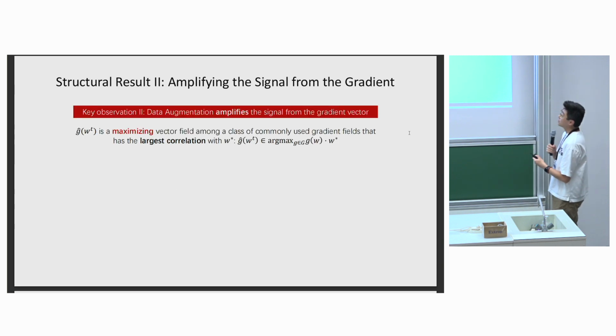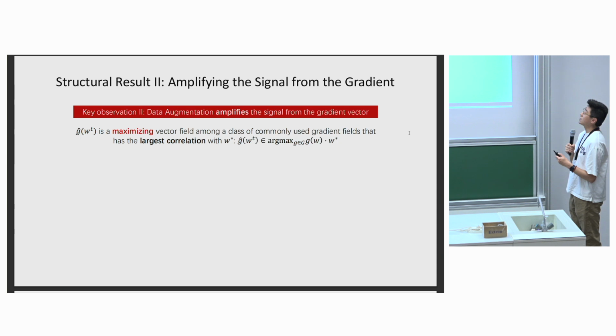Our next observation is that data augmentation actually amplifies the signal from the gradient vector. And you can argue that the gradient vector that we have been using is approximately a maximizing vector field among a class of commonly used vector fields, and that it has the largest correlation with the target parameter W star.